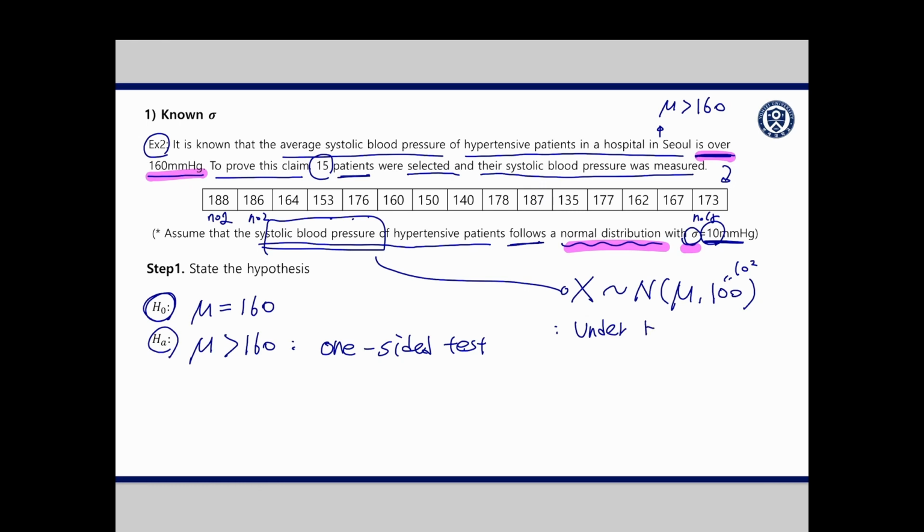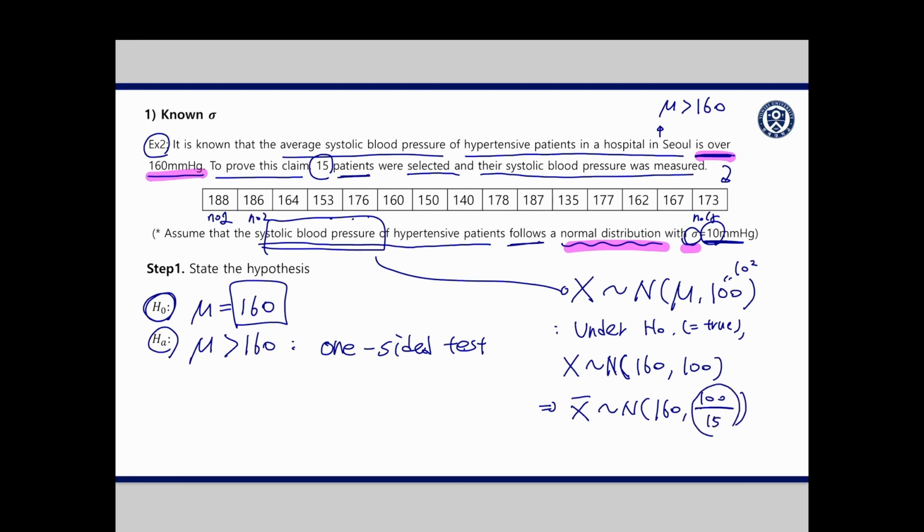Under H0, that is H0 of example 2, X follows a normal distribution with mean 160 and variance 100. And also the estimator X bar follows a normal distribution with mu equal to 160, and the variance is 100 divided by the sample size, 50. And the standard error is 10 over square root of 50.